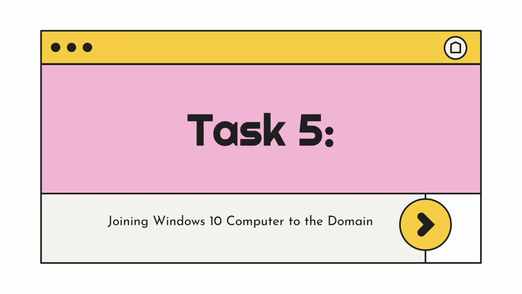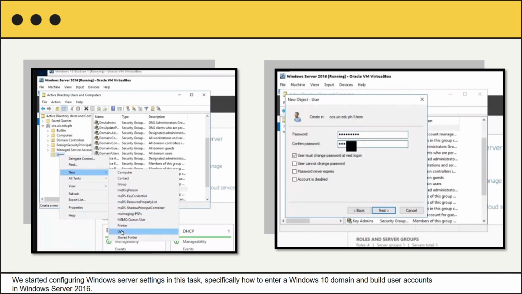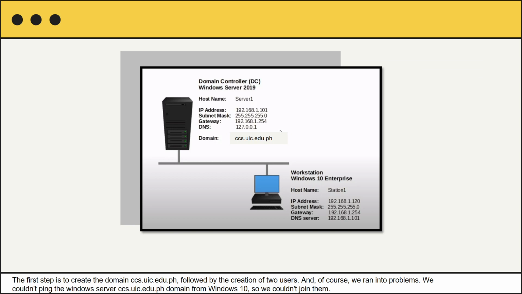Task 5. Joining Windows 10 computer to the domain. We started configuring Windows Server settings in this task, specifically how to join a Windows 10 computer to a domain and build user accounts in Windows Server 2016. The first step is to create the domain css.uic.edu.ph, followed by the creation of 2 users.